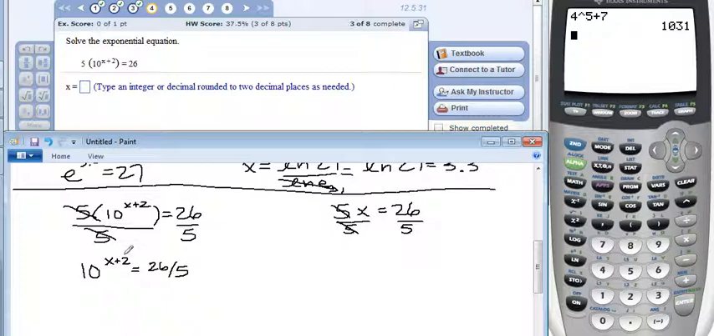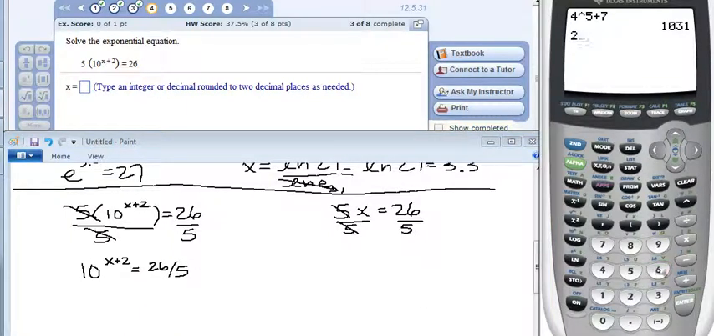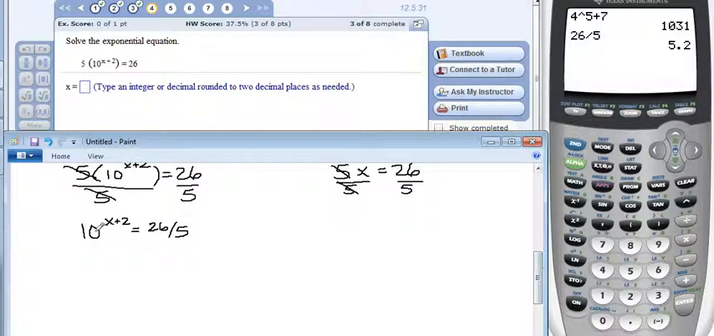I don't want to do 26/5 as a decimal at this point, because I'd have to keep writing the decimals over and over, and I don't want to do that. Just leave it as 26/5. Now I'm kind of stuck, aren't I? And when I say I'm stuck, this is an exponential problem that I couldn't possibly know. 10 raised to some power is going to give me 5.2. I have no idea what that is.